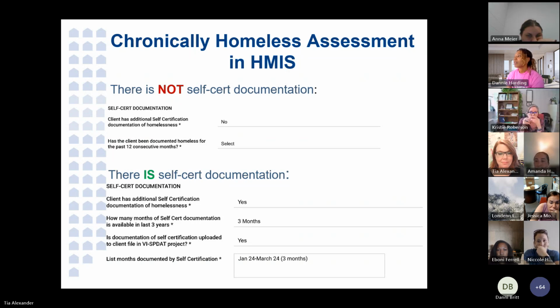Okay. If there is not 12 months of third-party documentation and the client has self-certification documentation, choose yes. 3 dependent fields will pop up to complete. Choose the number of months of self-cert documentation available. Choose yes if you have uploaded the self-cert documentation to the Files tab in the VIASPDAT program. Finally, list out the months documented by self-cert. These dates should be the same number of months chosen for self-cert documentation available.